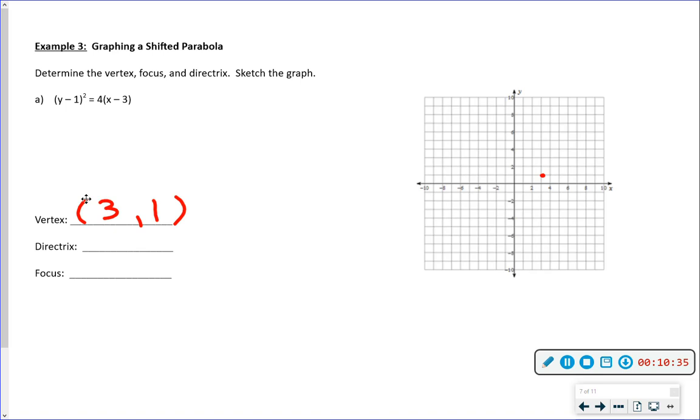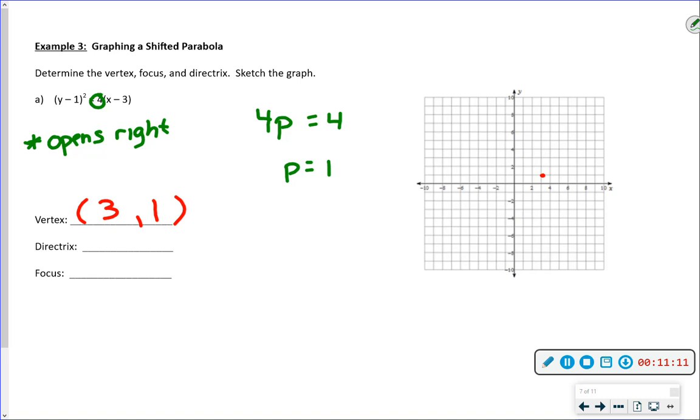Crushing it. Now, it doesn't ask, but I just like to know which direction it's going to open. So again, y minus 1, you would think vertical, but it's opposite. It's going to be left or right. And since that 4 is positive, it's going to open right. Now, I'm going to use the length of the latus rectum, or the focal diameter, to draw this. So I am going to write down what 4p is. So remember 4p equals that coefficient right there, 4. And of course, p is 1.